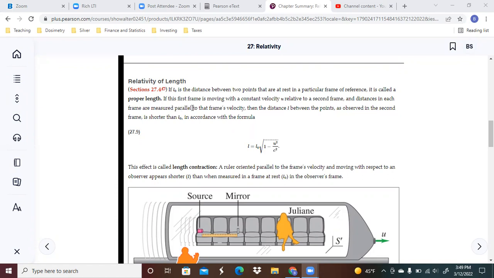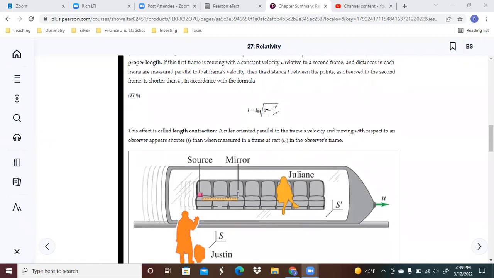If this first frame is moving with a constant velocity u relative to a second frame, and the distances in the frame are measured parallel to that frame's velocity, then the distance L between the points, as observed in the second frame, is going to be shorter. And that's done according to this particular formula. And this effect is called length contraction.